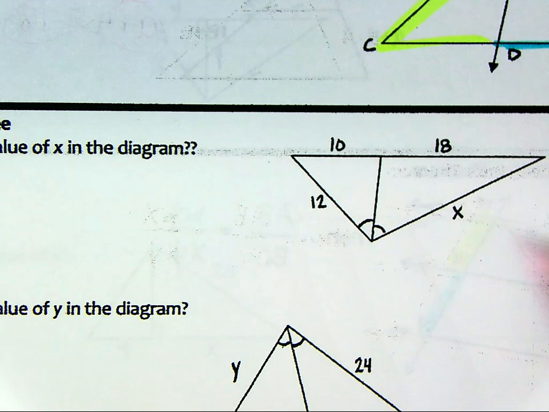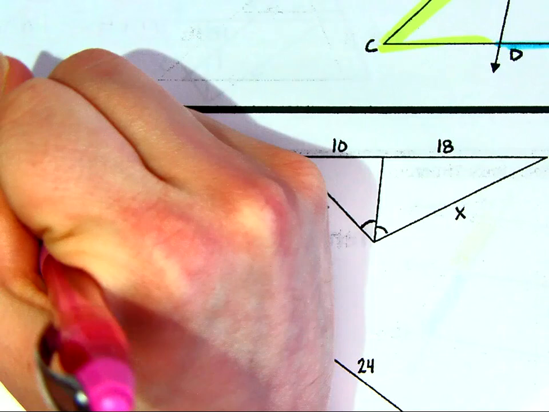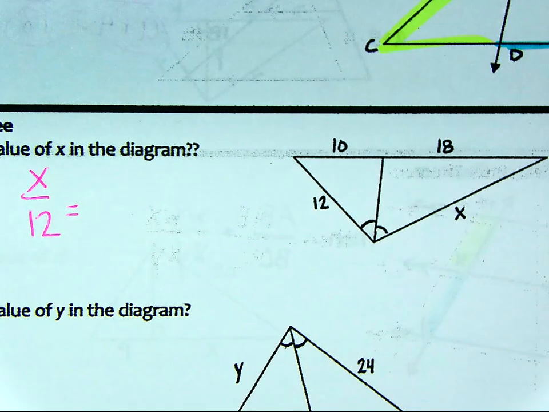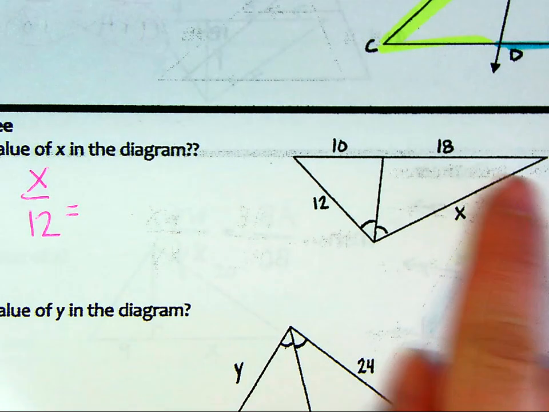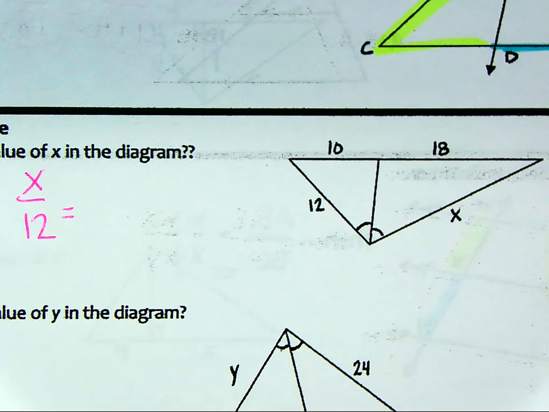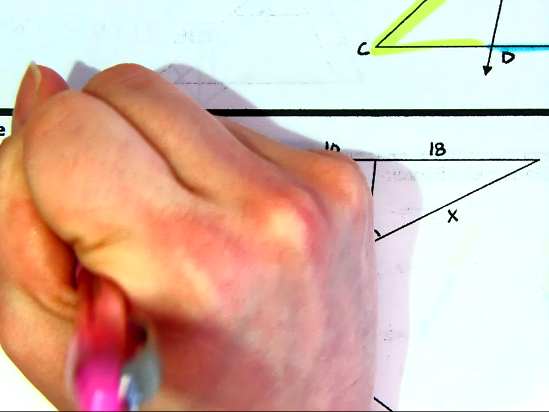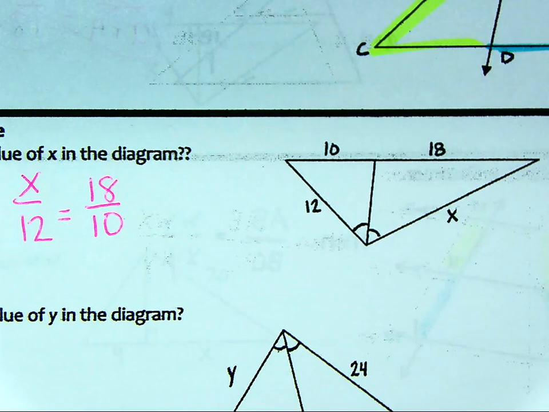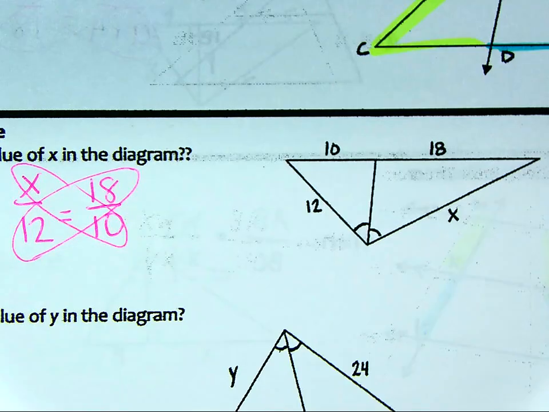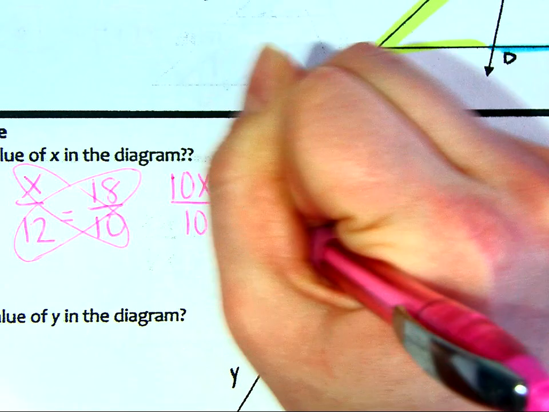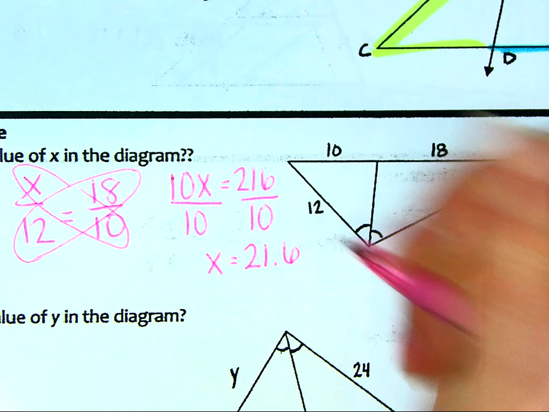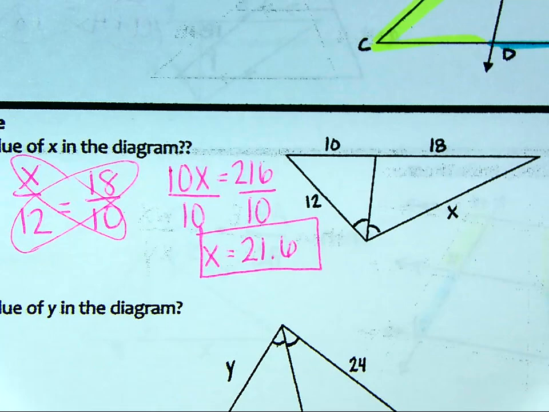So we can set this up as x over 12 or 12 over x, however you want to do it. x over 12, so the two sides on the outside, and then I'm going to set up a proportion that matches it using the lengths along the top side. So it's going to equal 18 over 10. Then I'm going to cross multiply. I get 10x equals 216. Divide both sides by 10, and so x is 21.6.